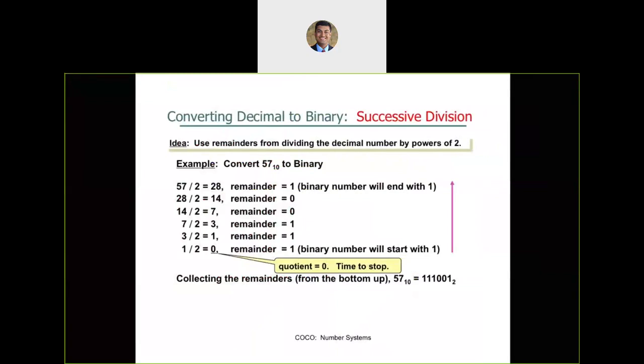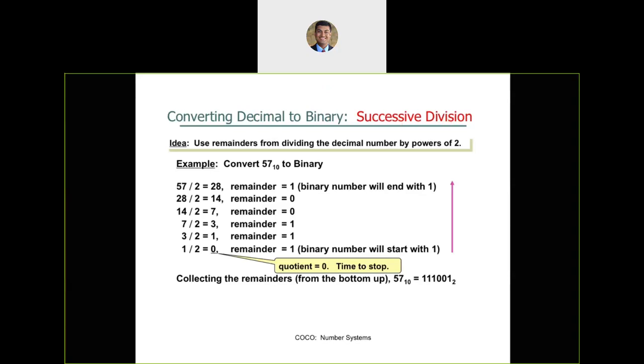How do you go back? Well, how do you convert decimal to binary? To go from binary to decimal, or base 2 to base 10, we multiplied each bit with increasing powers of 2 and added them up. We did the multiplication, or successive multiplication. So to go back, we would have to do successive division.